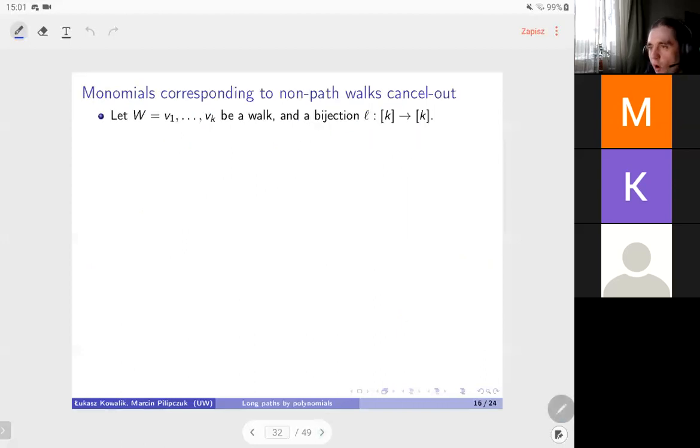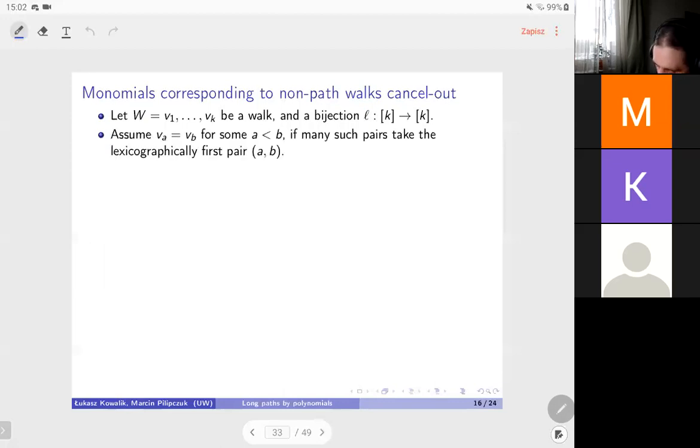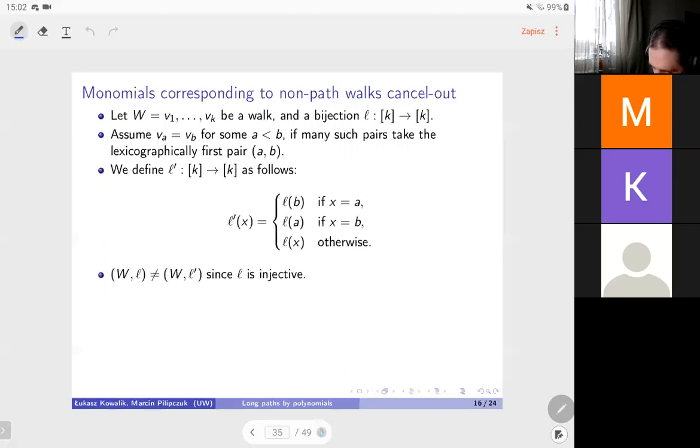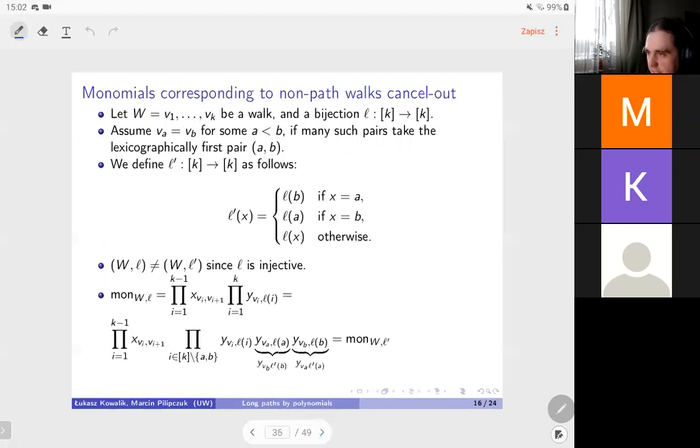So let's fix some walk and let's fix some bijection. I would just write this one and draw it on the side, that would be easiest. There's some walk that starts like v1, v2, and it visits the same vertex twice, at step a and at step b, and it ends at some vk. If there are multiple repeated visits, we may choose the first one, but don't worry about it. Let's grab the intuition.